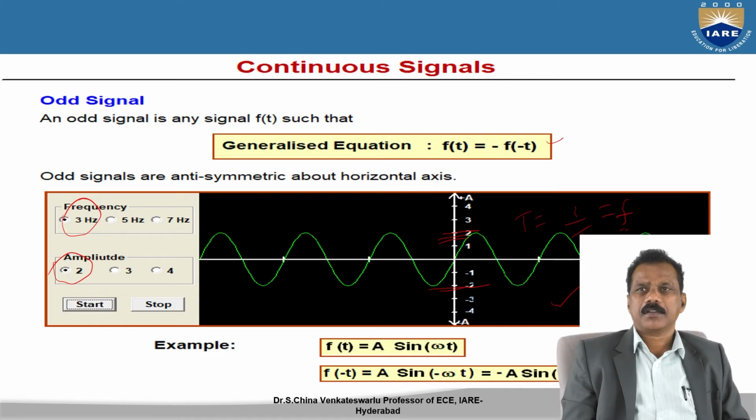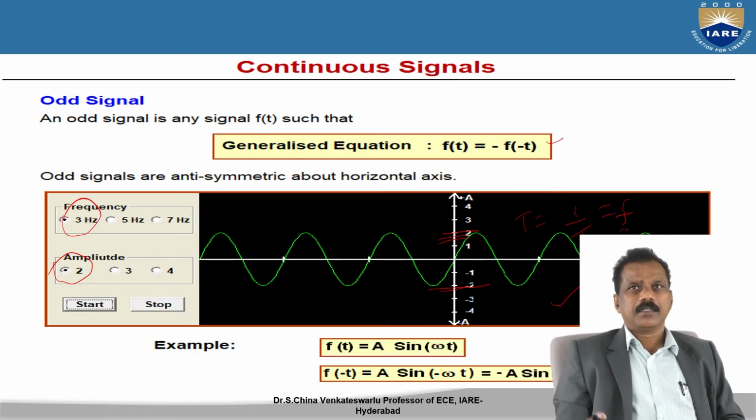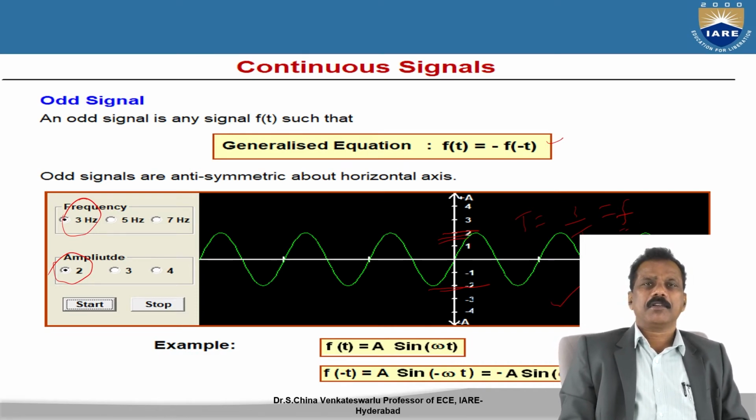Here it is minus f of minus t, to verify. But here, using this continuous time signal, it may be even or odd. If it is an odd signal, an odd signal is any signal f of t such that the generalized equation is f of t is equal to minus f of minus t.